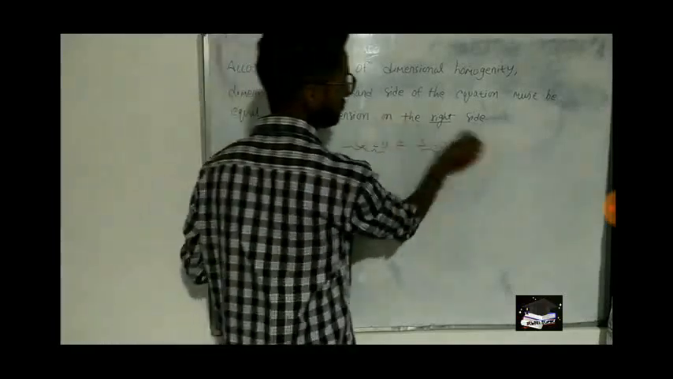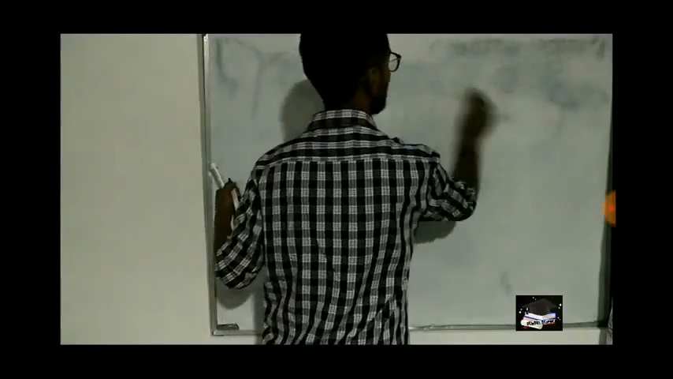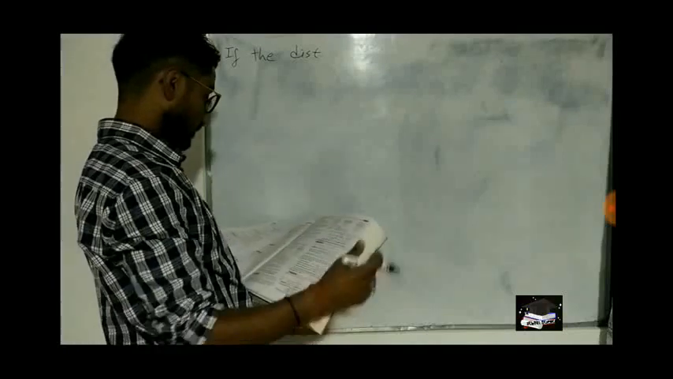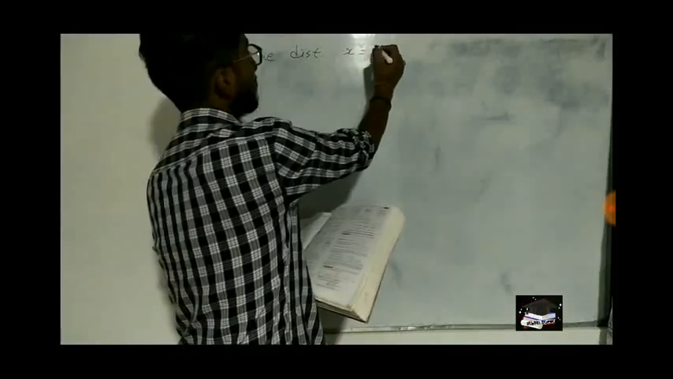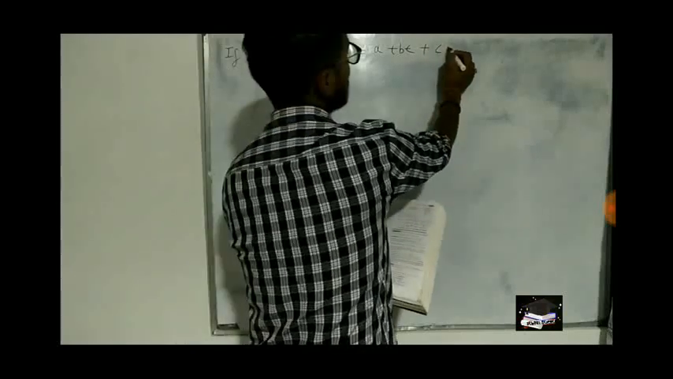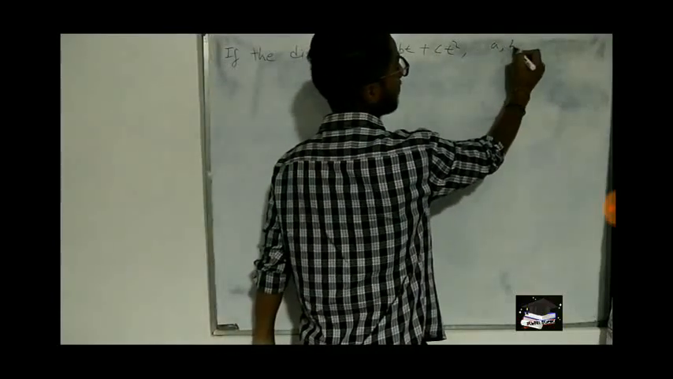Let us do one example. If the distance traveled by an object is given by x equals a plus bt plus ct square, find the dimensions of a, b and c.